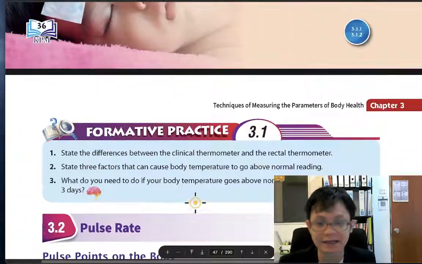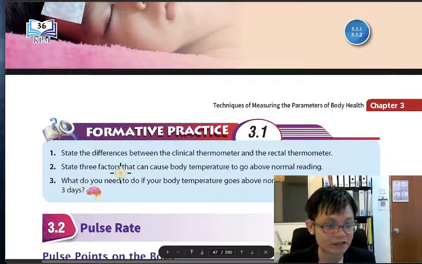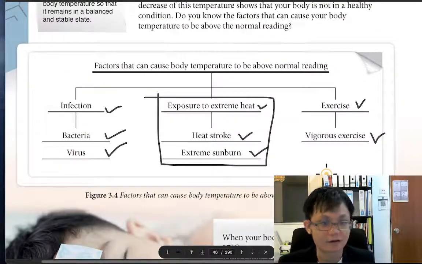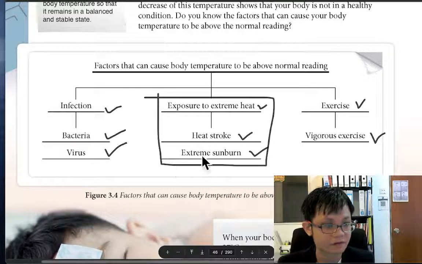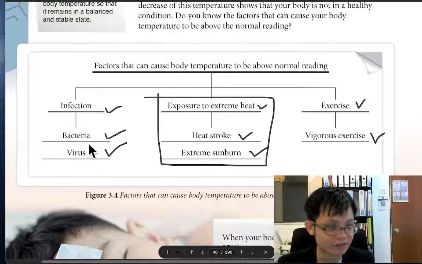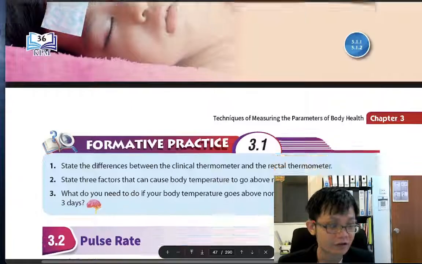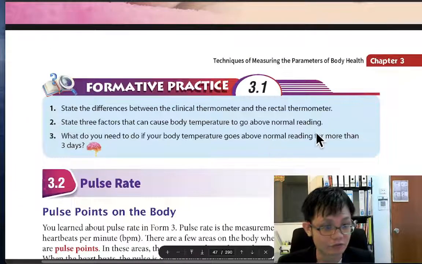That is the understanding. State 3 factors that can cause temperature to go above the normal reading. Extreme sunburn, vigorous exercise, heat stroke, and any infection of bacteria, virus, and so on. So this will cause the temperature to go up.